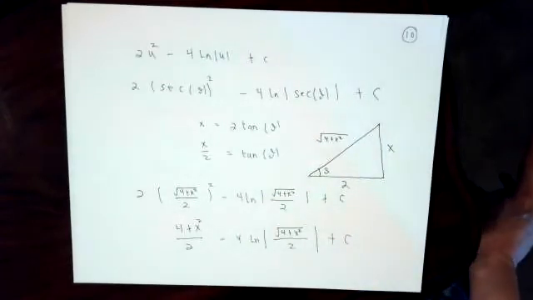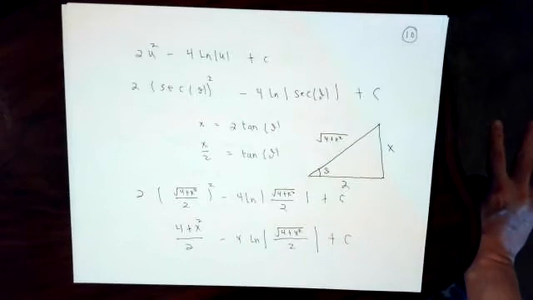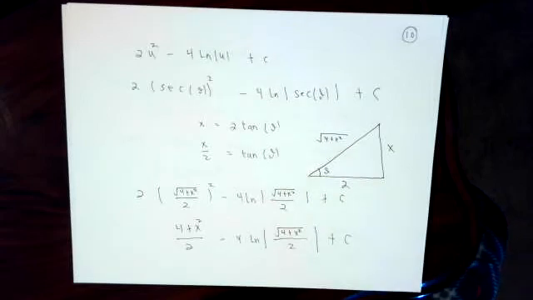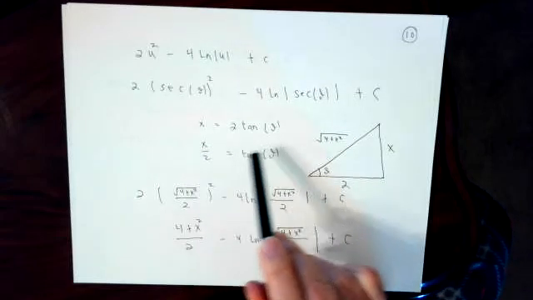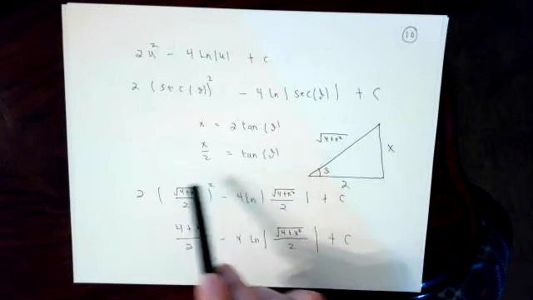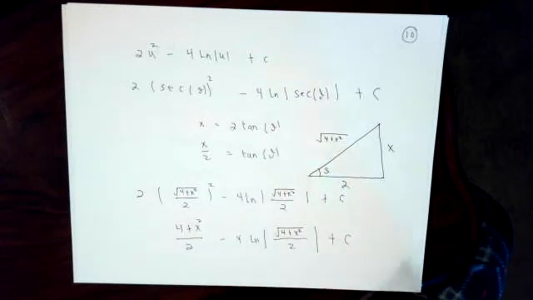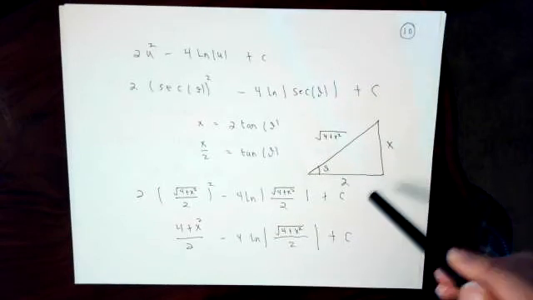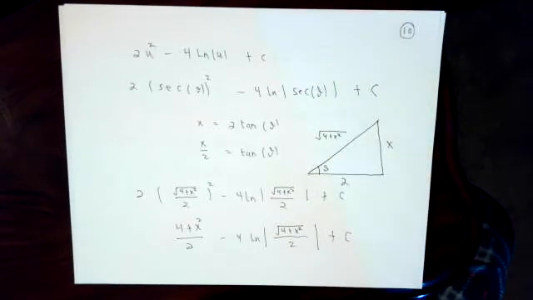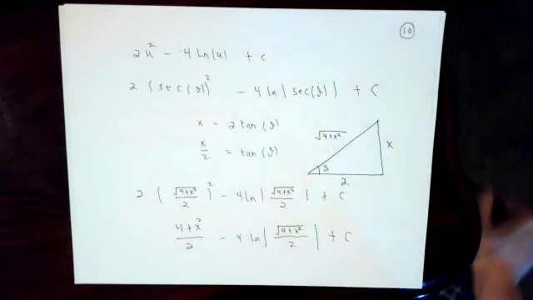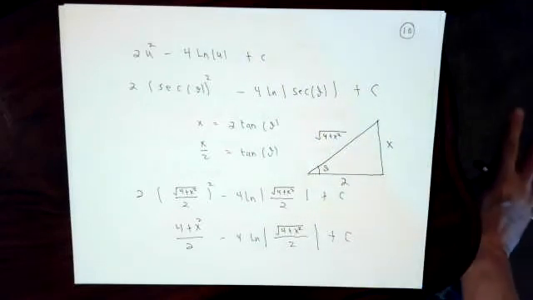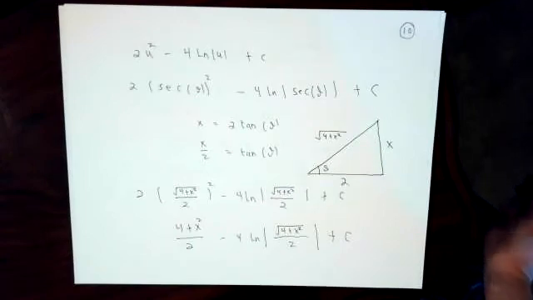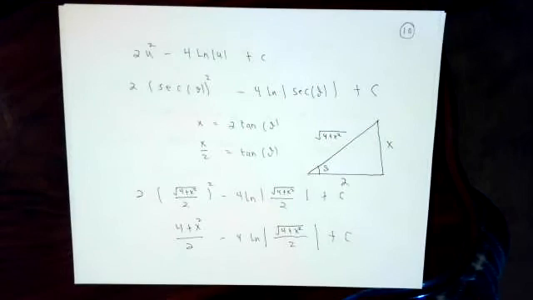And then we have the same issue that we had before. This is written in terms of theta, and I want it written in terms of x for my final answer. So x is 2 times tangent of theta. X over 2 is tangent of theta. Put an x opposite theta, put a 2 adjacent to it. The Pythagorean theorem tells me this length is radical 4 plus x squared. And then I can calculate any trig functions that I feel like calculating. When I put everything in and simplify it, I end up with this quantity as my antiderivative.